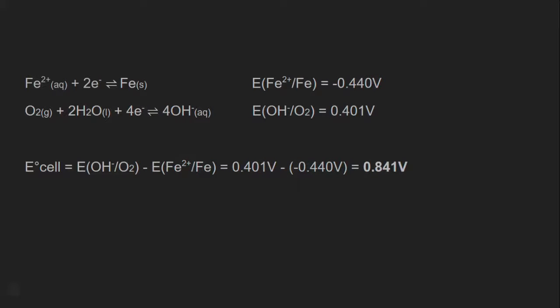So let's look at the two half reactions again for the corrosion of iron. To calculate the cell potential energy, we need to subtract the anode's reduction potential from the cathode's reduction potential, and that gives us a cell potential energy of 0.841 volts.